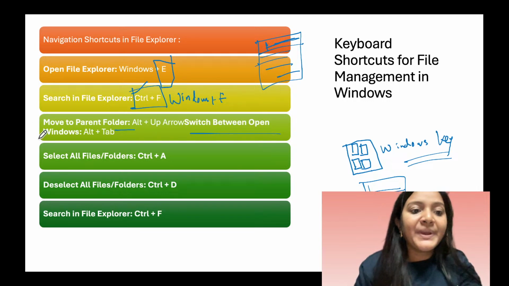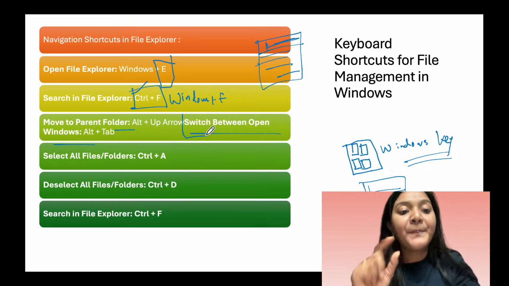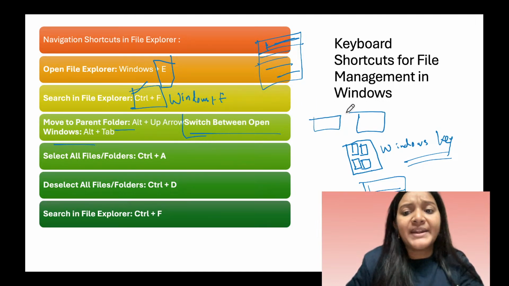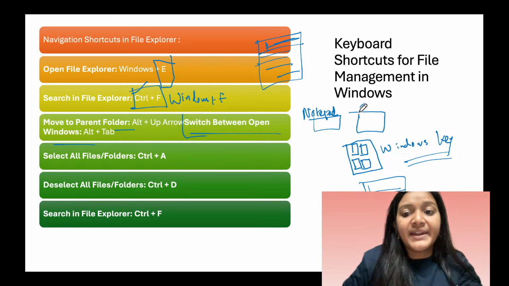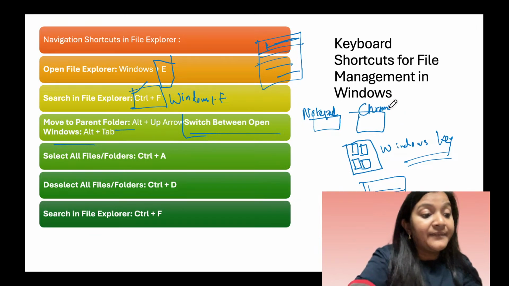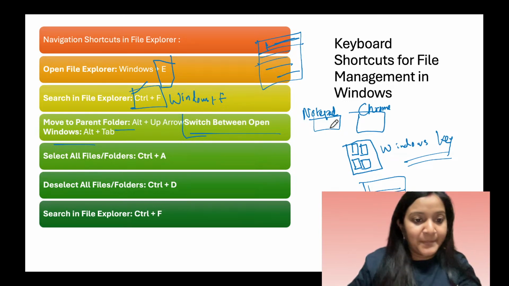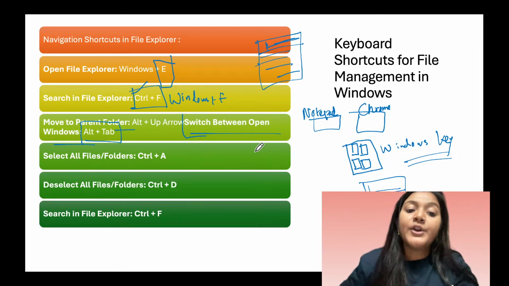Switch between open windows. This is a very useful one. I often use it. Let's say you are working on 3 windows at the same time: one is a notepad, one is another notepad, one is Google Chrome. You're working on 2 or 3 files at the same time. So you have to switch. Just press Alt plus Tab. Okay? Alt plus Tab.